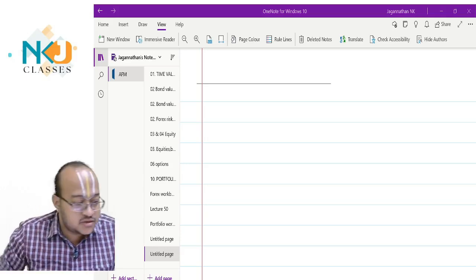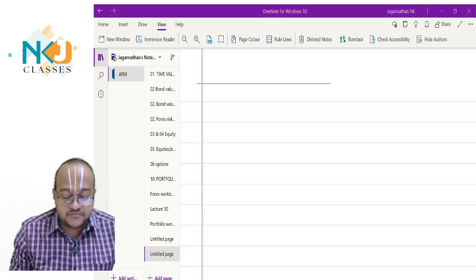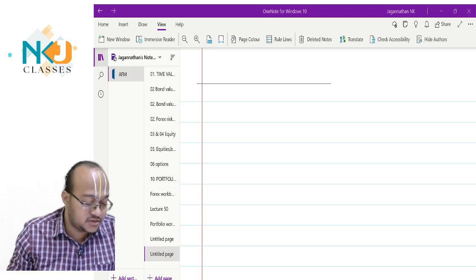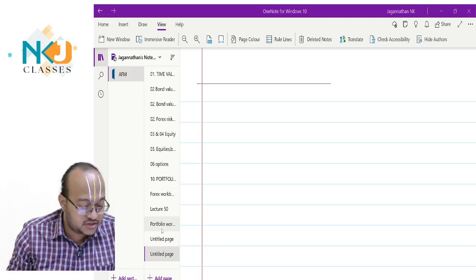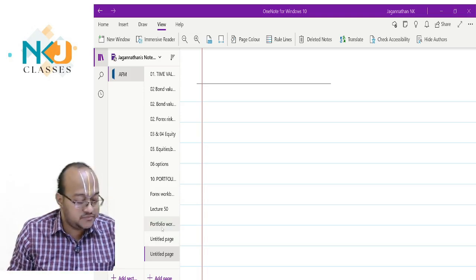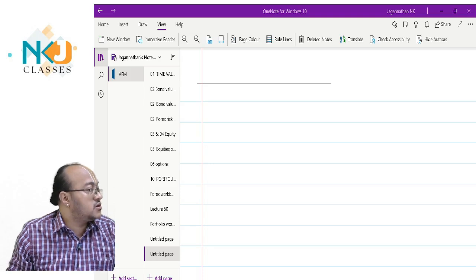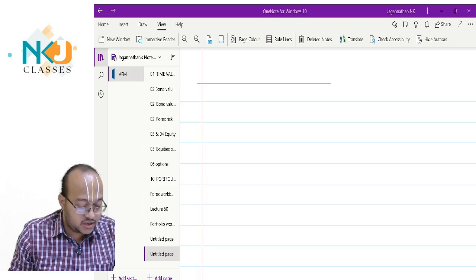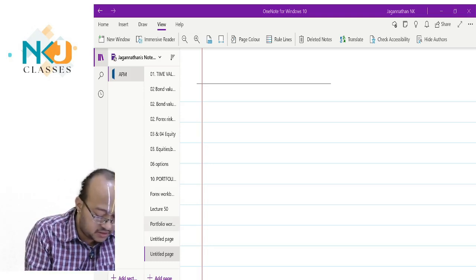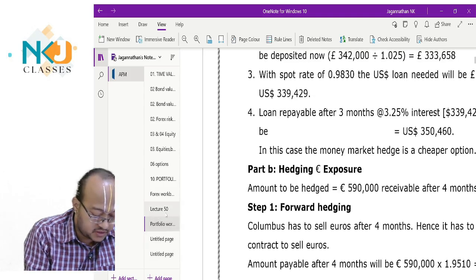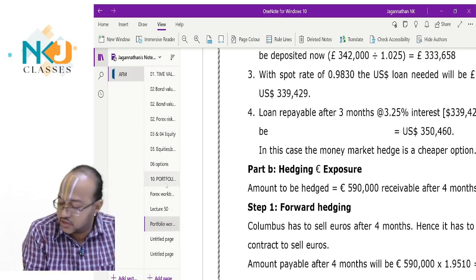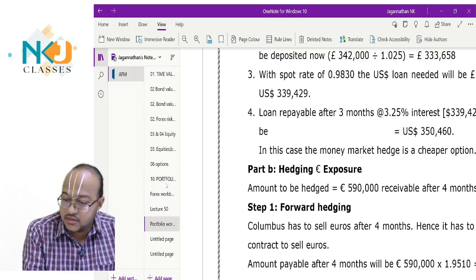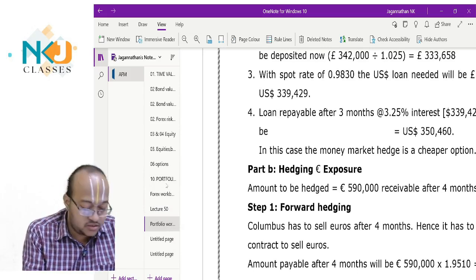Okay, good morning, friends. Today we are going to continue with our discussion of the portfolio management chapter, wherein we started discussing the risk and return profile. Yesterday we completed the risk return profile completely, correct? We solved up to question number 6 and question number 7.